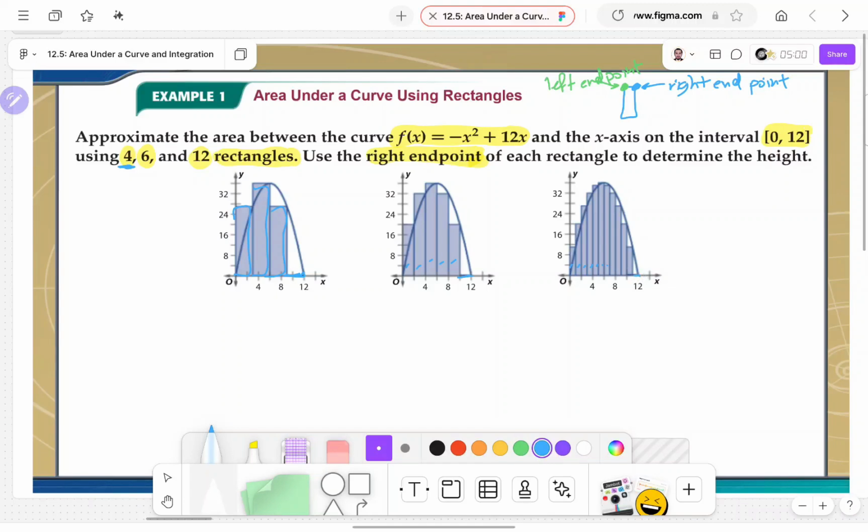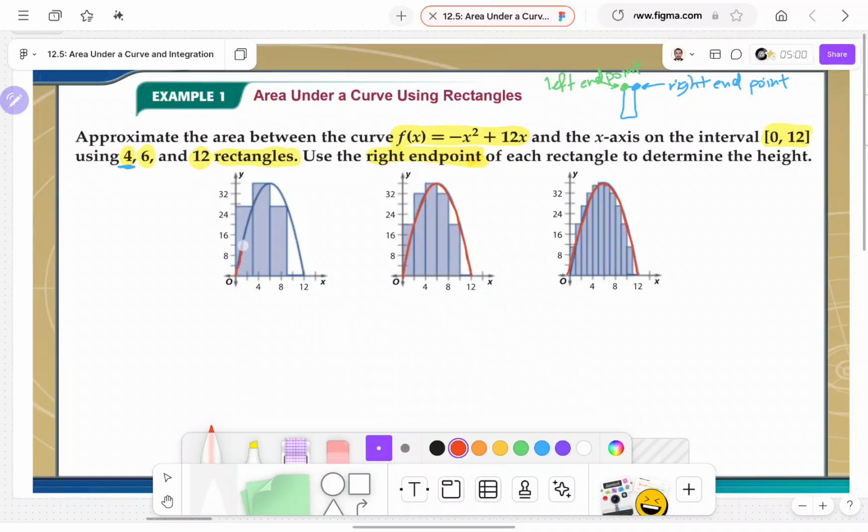Now if I ask you which one, if I found the area for it, will give me a more accurate area under the curve? Of course you will see that this one here, with 12 rectangles, is more accurate, because with more rectangles, I can cover more area, right? Same thing here. I have 6 rectangles, so the more rectangles I have, the more accurate it is.